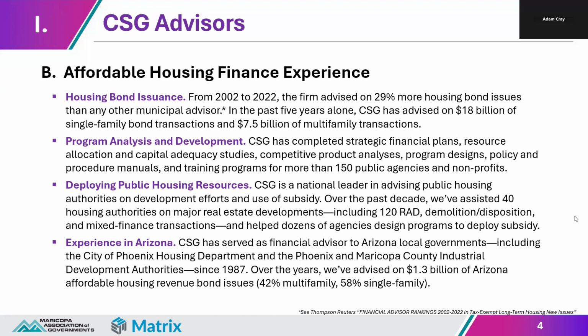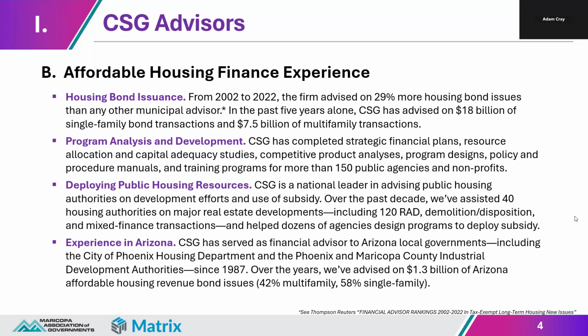And we've worked with over 150 public agencies and nonprofits to create programs and program-related things like manuals and training programs. In terms of additional experience that's relevant here, we have worked with over 40 housing authorities across the country on major real estate developments, and we've helped them also develop lots of programs to deploy subsidy.